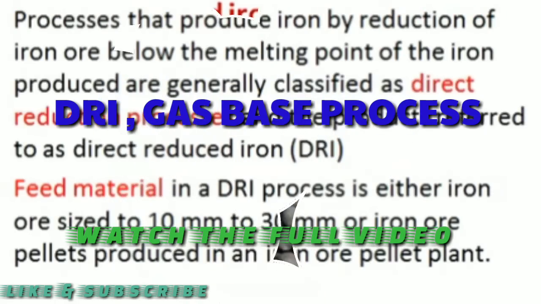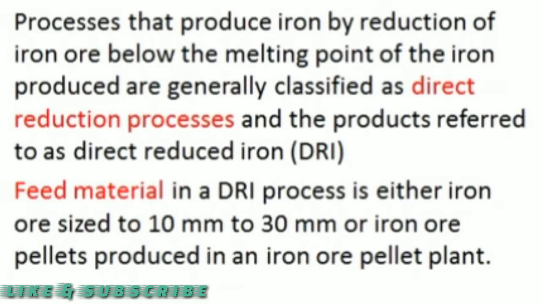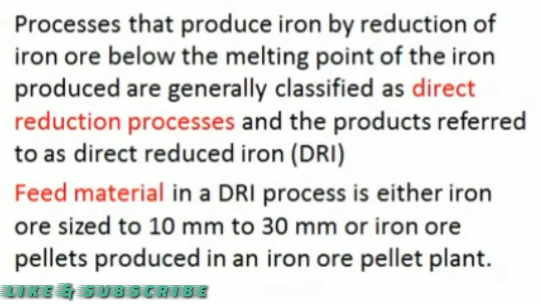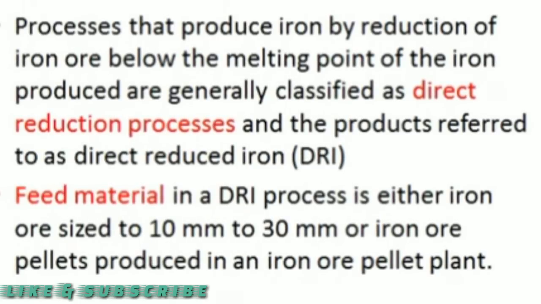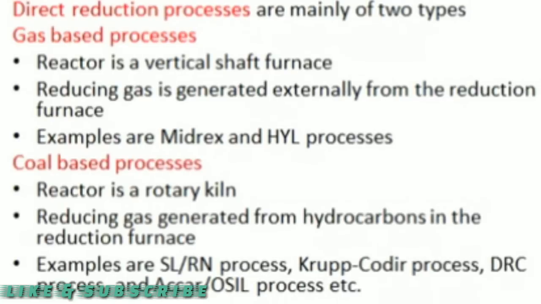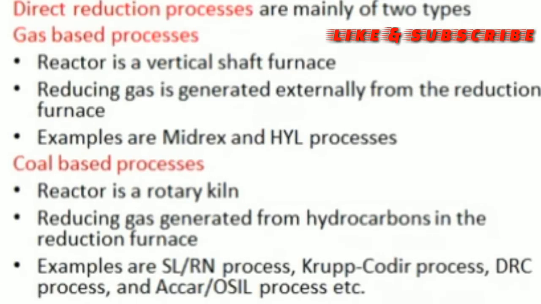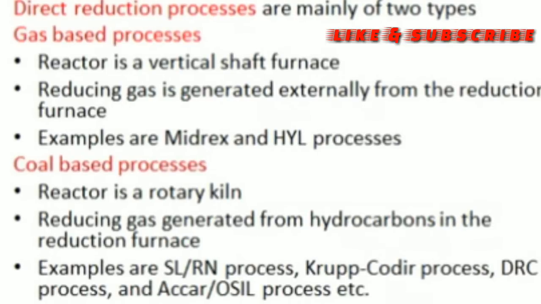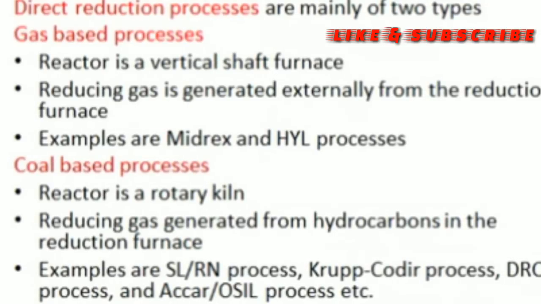The iron produced are generally classified as direct reduction processes, and the products referred to as direct reduced iron or DRI. Feed materials for DRI process are either iron ore, sized iron ore 10 mm to 30 mm in size, or iron ore pellet. The direct reduction processes are mainly of two types: gas-based processes, where the reactor is shaft-shaped and the reducing gas is produced externally to this reactor, and examples are Midrex and HYL process, while the other is the coal-based process.